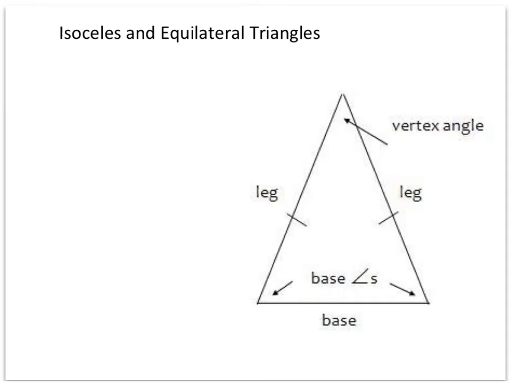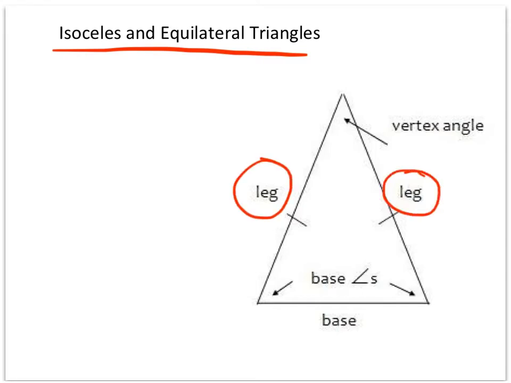Mr. Queliotto here, and today we're going to focus on some different properties of isosceles and equilateral triangles. This triangle that we have pictured is an isosceles triangle. We know that because two of its sides are congruent, and here those sides are called the legs. The not congruent side is then called the base of this triangle.